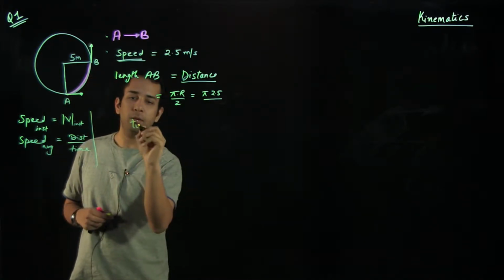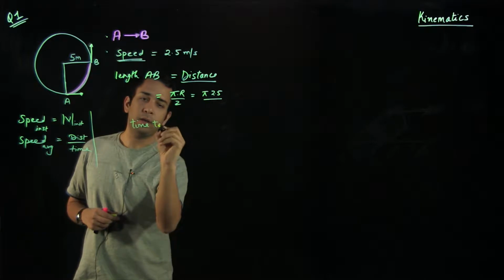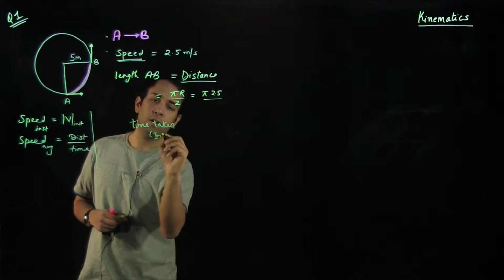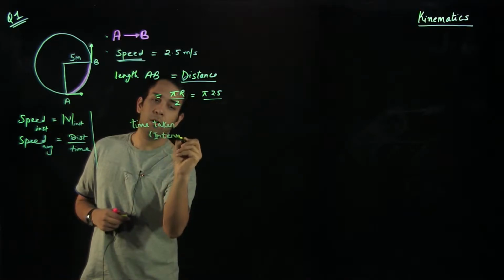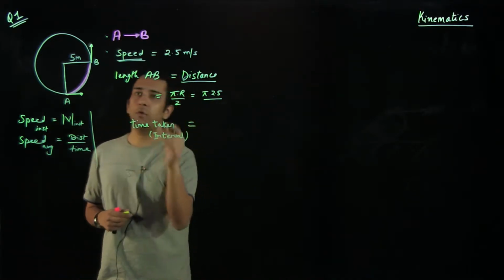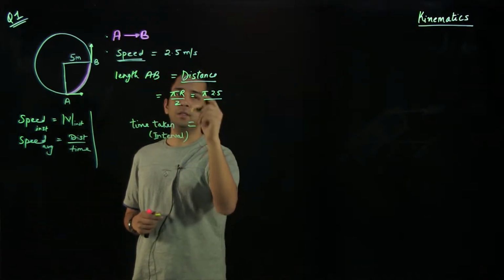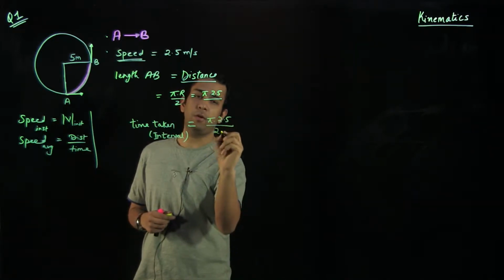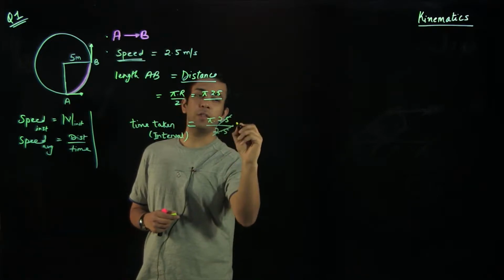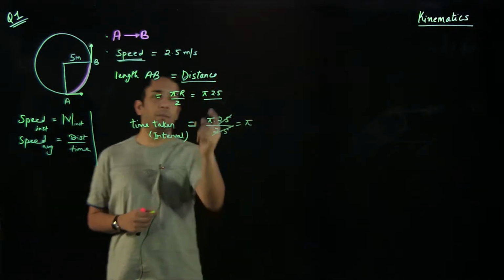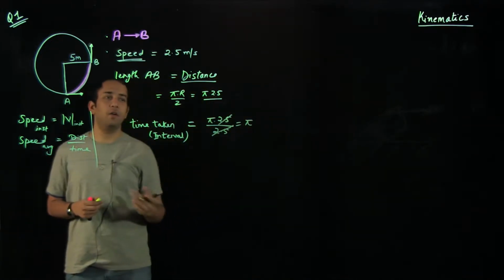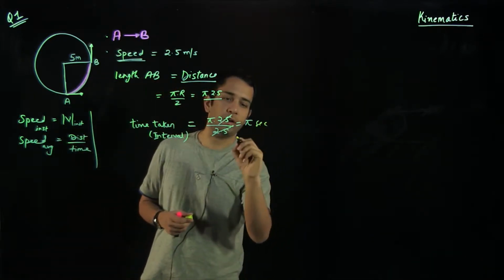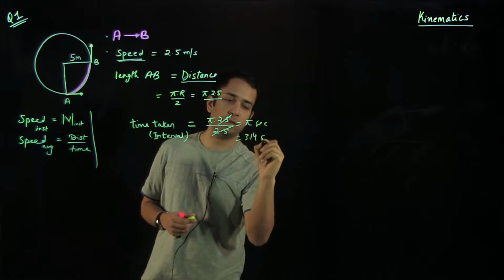So the time taken, or the time interval, in going from A to B is distance upon speed. So 2.5 upon 2.5. Now you can see that the 2.5 has easily cancelled out, and now we are left with only pi. So it is pi seconds, or I can write 3.14 seconds.